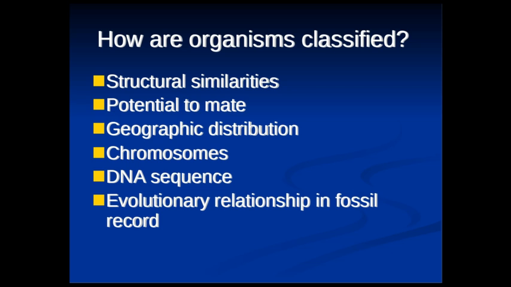All right, so things we look at: structural similarities, ability and potential to mate, geographic distribution, chromosome sequences and DNA sequences, and also evolutionary relationships to the fossil records, looking at previous or shared ancestors. The two new ones are obviously chromosomes and DNA sequence, as we know more about DNA and as we put together more genomes of different organisms.